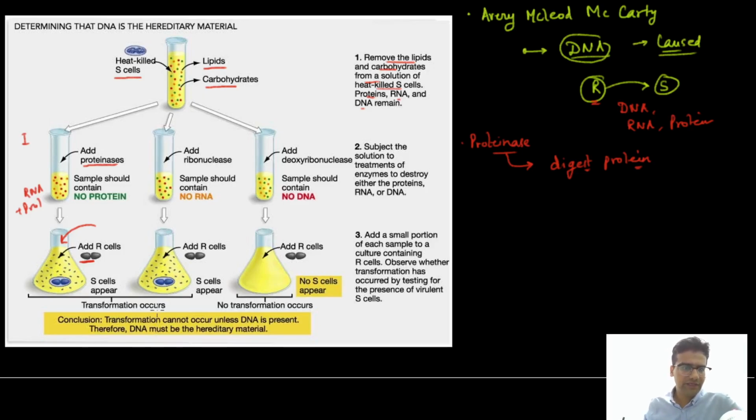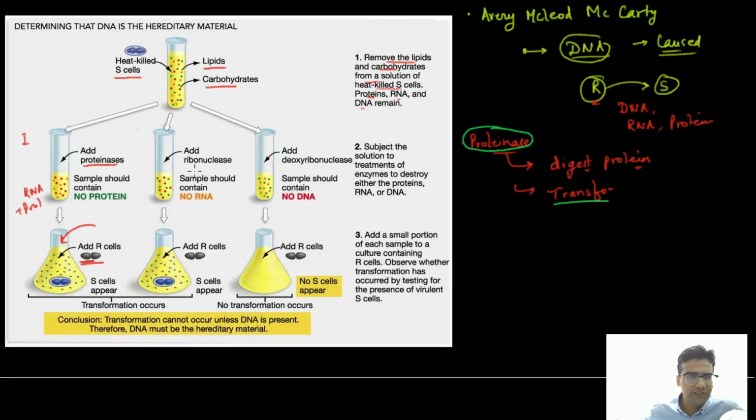So after treatment of this solution with proteinases, he added the R form of bacteria. He waited for some time and saw that even after adding proteinases, there was transformation. If you add proteinases and you still get transformation, that means protein is not responsible for transformation.